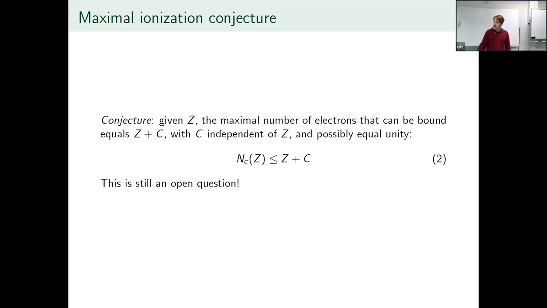So the strong conjecture is that you can add just one more electron to the system to have a bound state. But a weaker version says that, given Z, the maximal number of electrons that you can add to the system is Z plus C, where C is a universal constant independent of Z. So if you imagine having atoms of Z equal to 1 million, it cannot be twice that, 2 million. It does not scale with Z, it is just a fixed number.